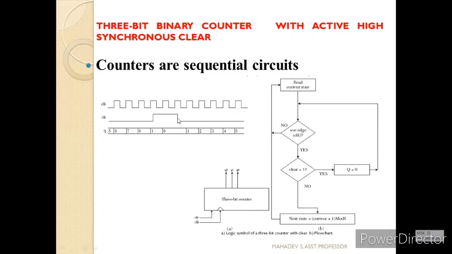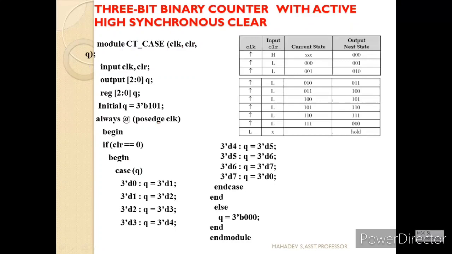Till the next rising edge comes, clear has become 0. So clear is 0, and from 0 it is incrementing: 0, 1, 2, 3, 4, 5, like this. So this is how we write the sequential program, that is the counter program, with the help of a case statement.